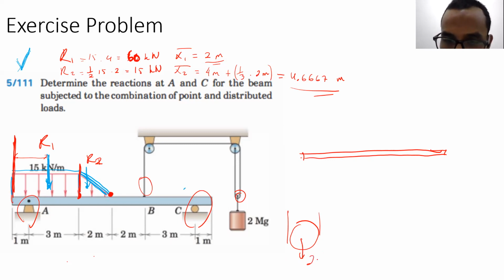Sorry, we just use 20 kilonewton directly, multiply by 10. Okay, yes, sir. 20 kilonewton. Then we have tension force here, T1, T2. What is the value of T1, T2? It's 10 kilonewton each. So here is supposed to be 10 kilonewton, here is supposed to be 10, and here is supposed to be 10 as well, right?